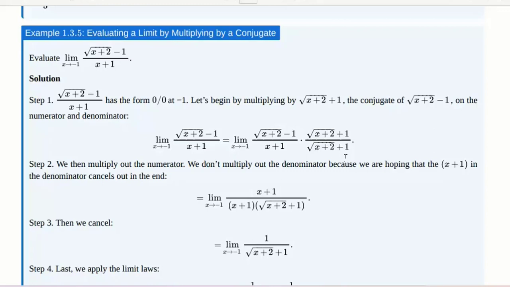Okay, so in that case, if it was inverted, then the x plus 1 is the numerator, and the square root is the denominator. That means we will multiply with x minus 1 over x minus 1. Okay, I think I'm a little bit lost. That's why I was asking.